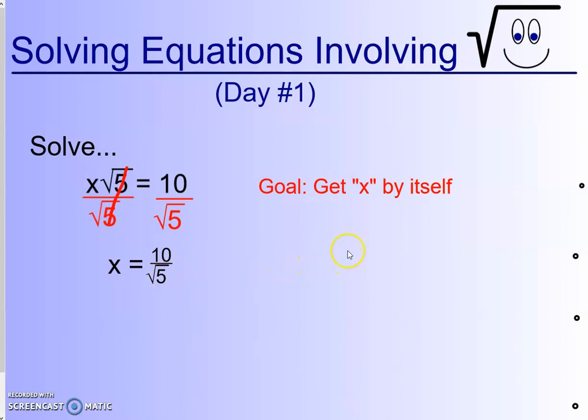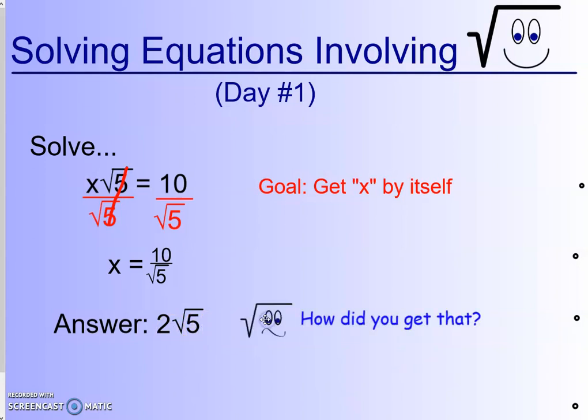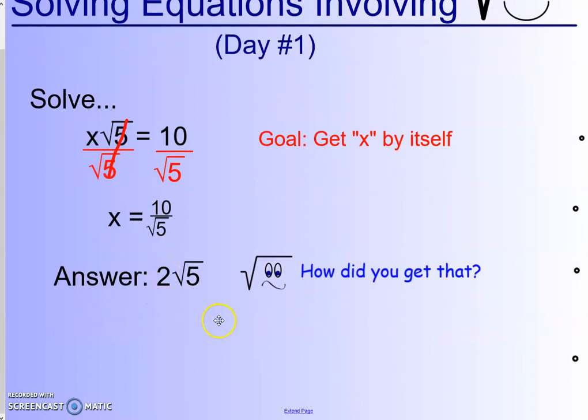However, that's not entirely the correct answer here. The correct answer is this, 2 radical 5. And I know you're sitting there and you're thinking this. How on earth did you get that? Why is it not 10 over radical 5? And this is the reason why.